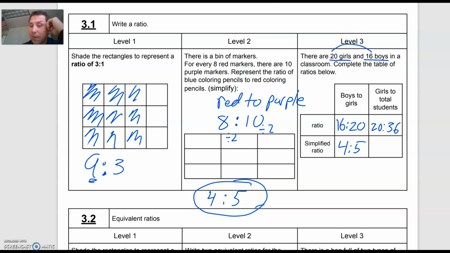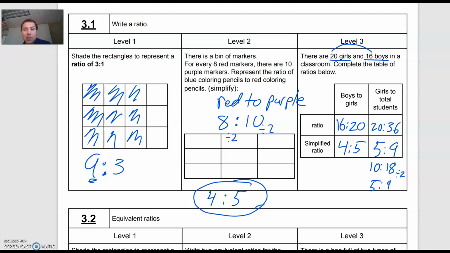Now to simplify that ratio, I will do a similar process. I'll notice that, hey, 20 and 36, I can divide both by 2. So that would give me 10 girls to 18. Again, I'm maintaining that relationship. And it looks like I can divide by 2 again. So that would give me 5 here. 18 divided by 2 gives me 9. So my new ratio would be 5 girls to 9 total students.